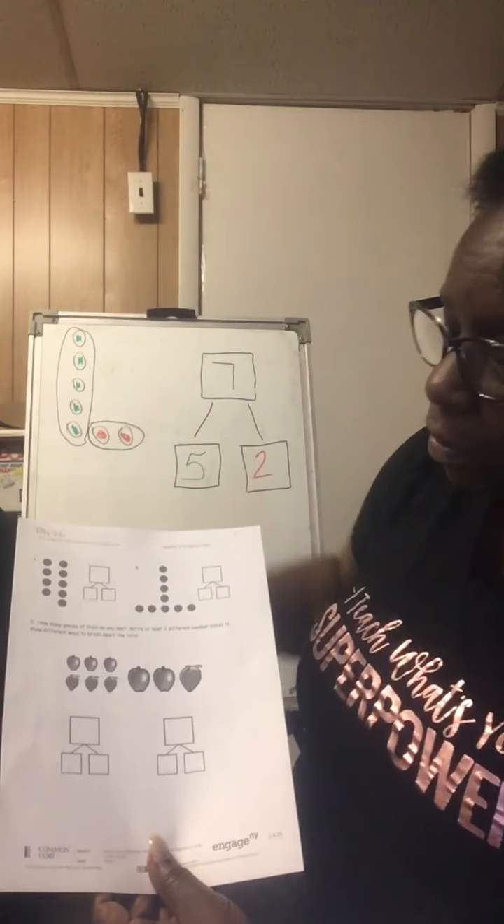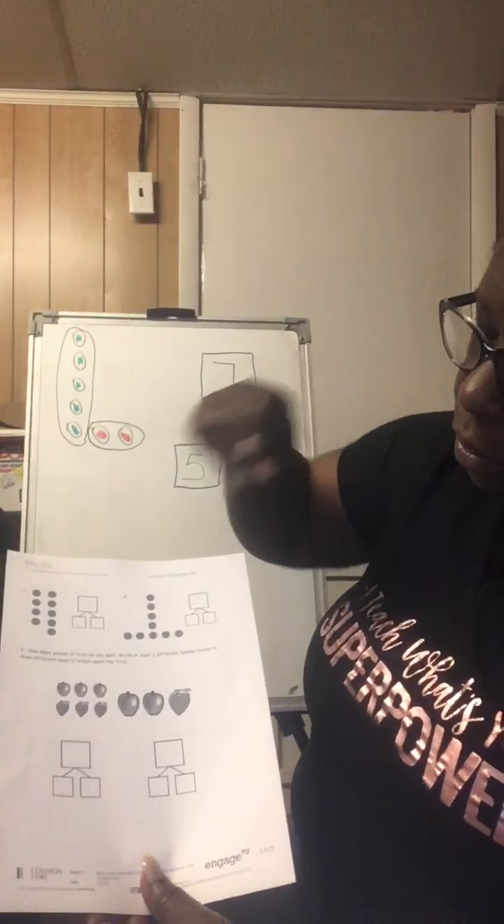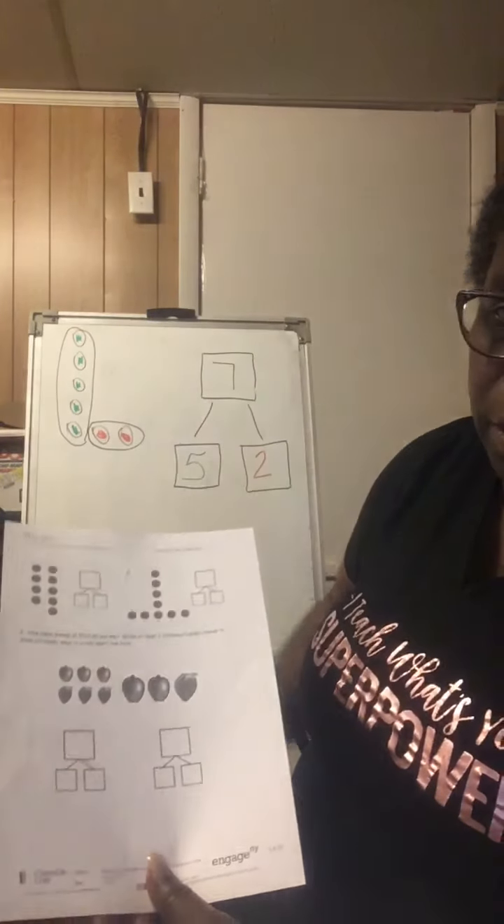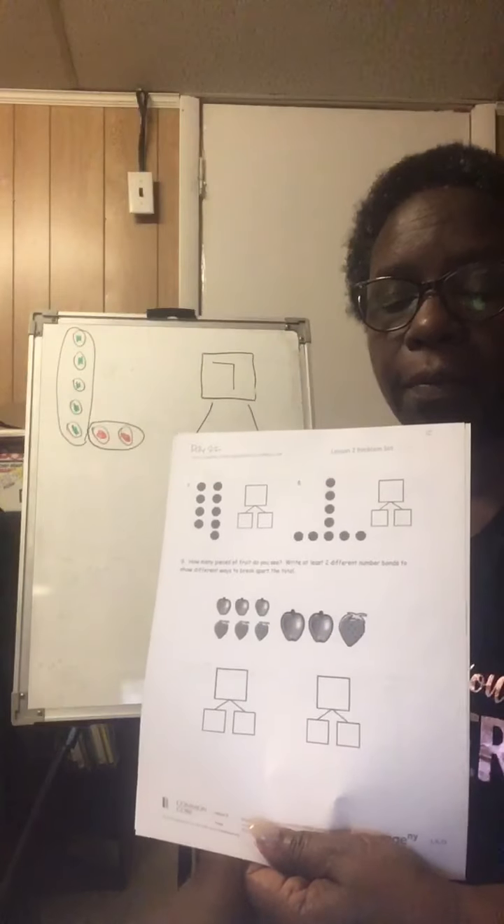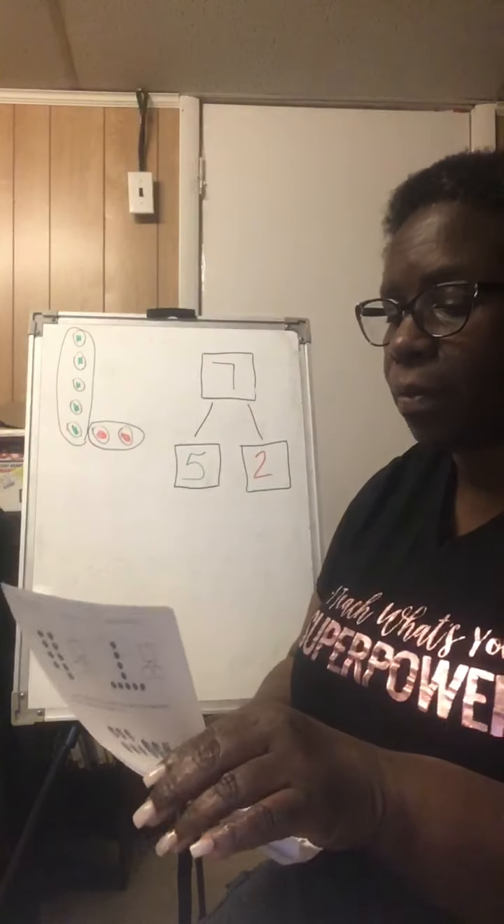You've got small fruit and big fruits. You have apples and strawberries. So there are different ways you can do that. That's what you're going to do with that one.